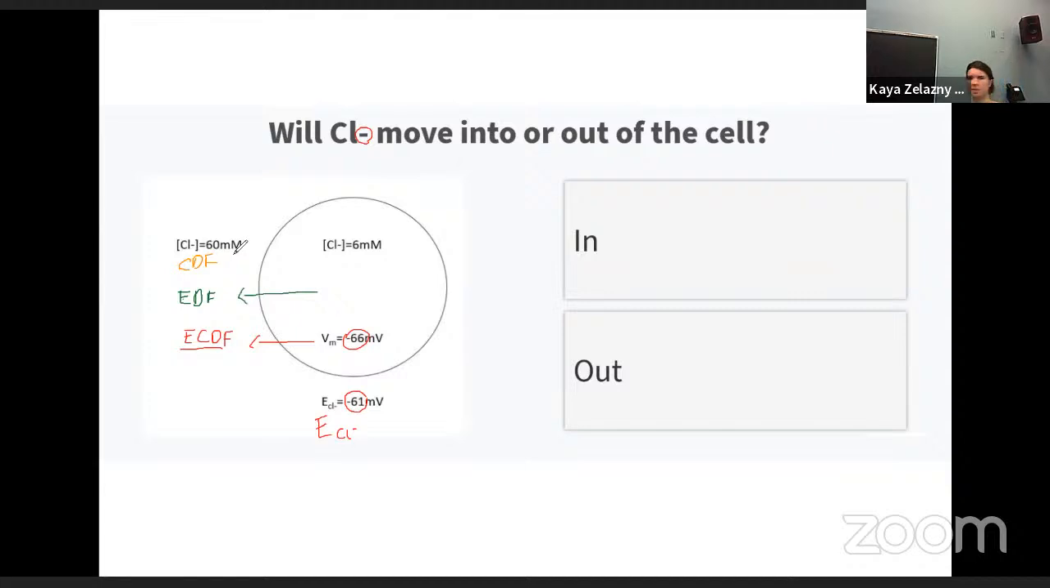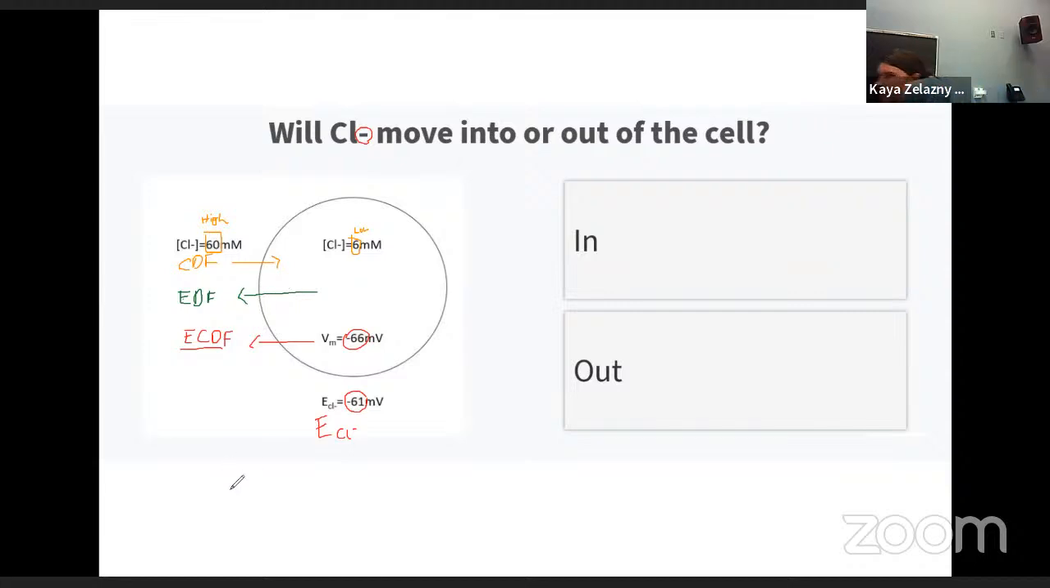And we've been given information about that CDF, right? So we have our concentration of chloride ions outside the cell versus inside the cell. So we can see that we have high outside the cell, we have low inside the cell. So we can see that the CDF actually points inward, but we know it has to be smaller because that ECDF is pointing out, right? So from this information, we could actually back solve and figure out the magnitude and direction of all of these forces.